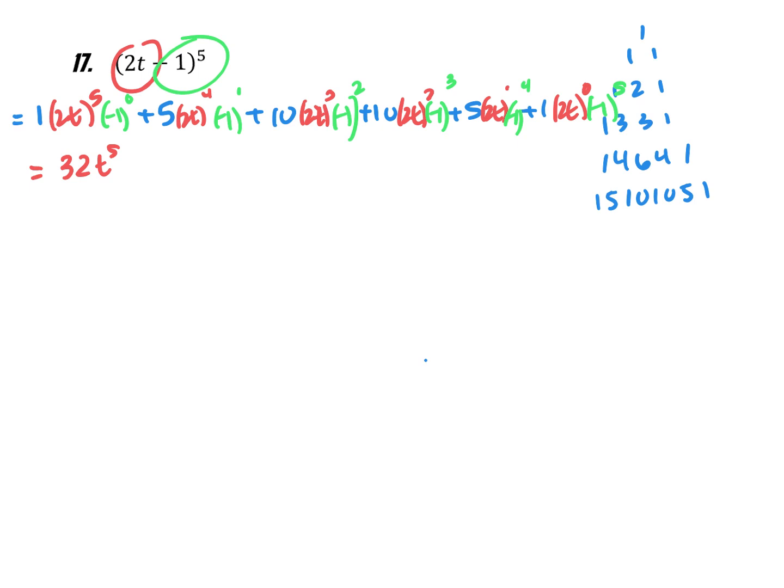This is going to become minus 80t to the 4th. Minus is coming from this: 5 times 2 to the 4th times negative 1. Plus, negative 1 squared is positive 1, so I have 2 to the 3rd times 10. That's going to give me 80t cubed minus, because negative 1 to the 3rd is negative, 2 squared times 10, so 40t squared, plus 5 times 2t times positive 1, so 5 times 2, 10t, minus 1, because 1 to the 5th is just going to be 1.